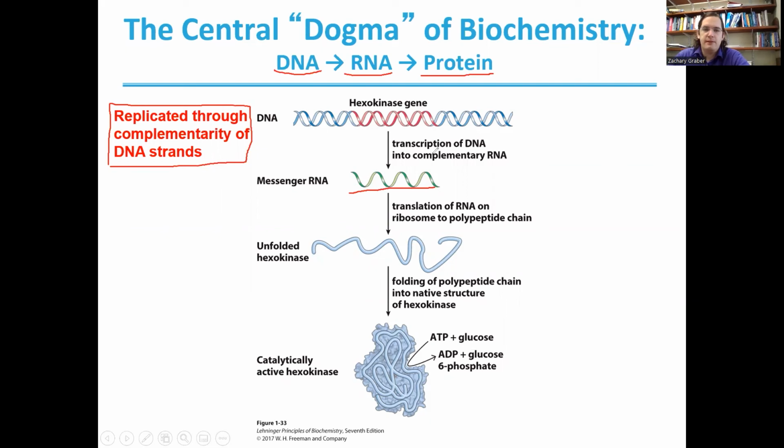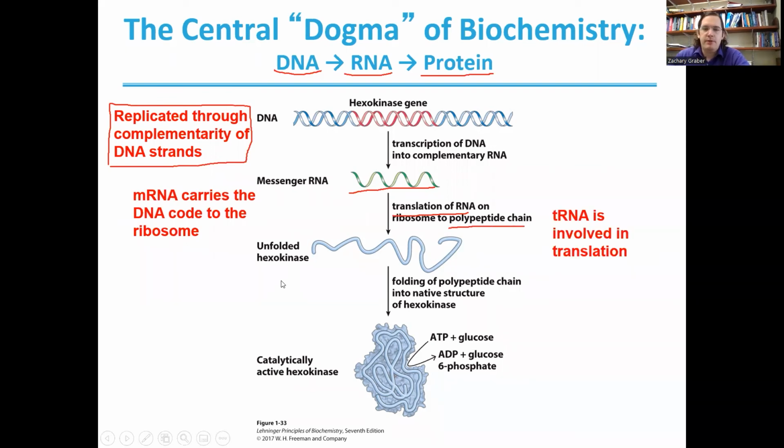So this is the process of transcription. We can then take that mRNA and use it to carry our genetic code, since it's a perfect copy of the complementary sequence of our DNA. We carry it into our ribosome, where we translate it now into our polypeptide or protein chain. So that then results in our unfolded protein.